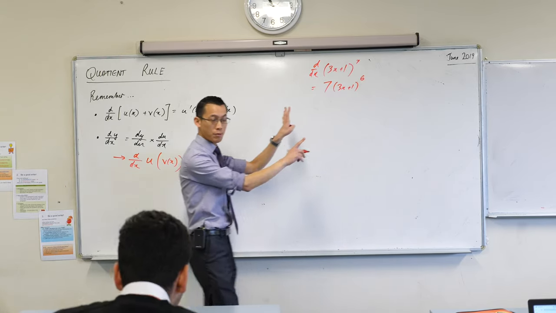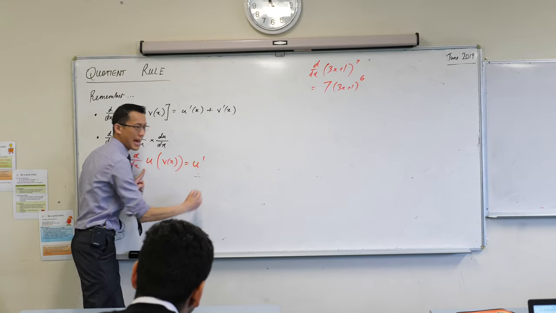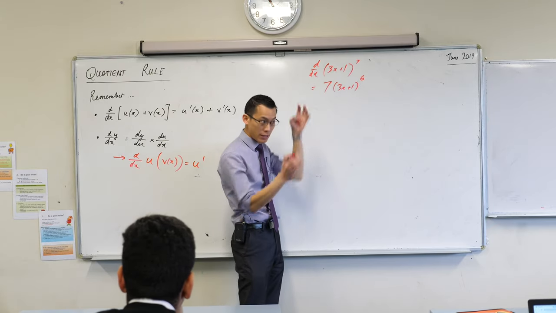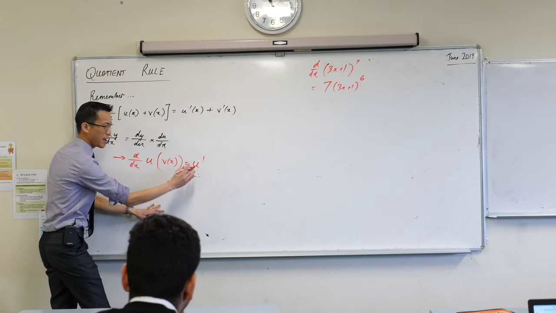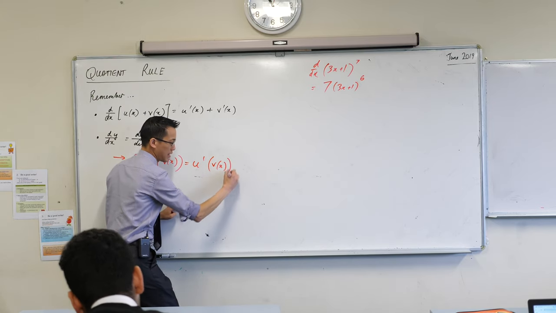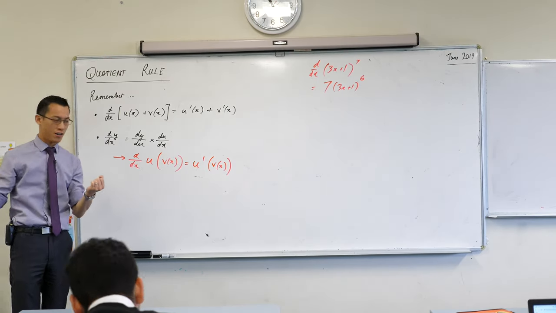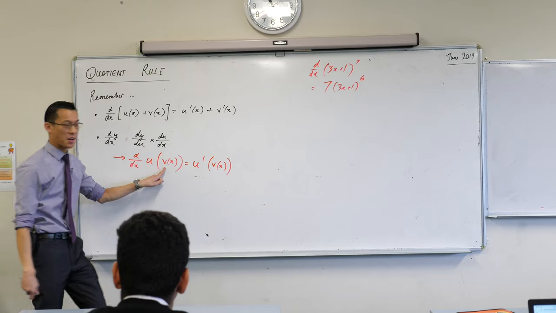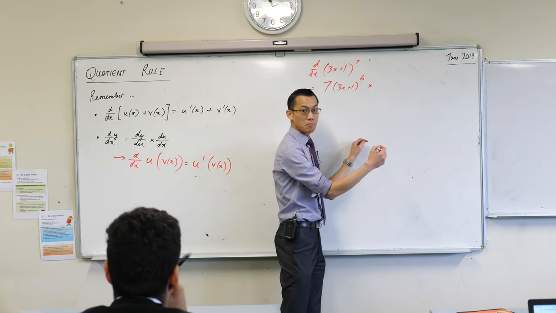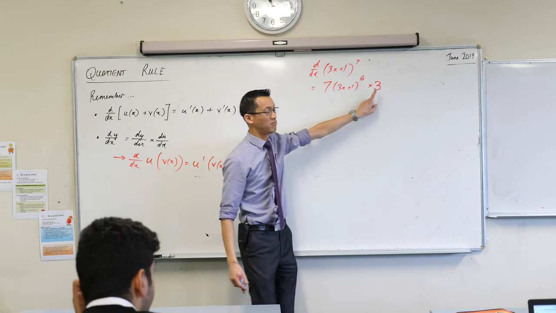So what you've done is u dash, but the inside is not x, it's whatever the original inside function was, it's still there. So here I'm going to write that inside function, v of x, in there. But I'm not finished, am I? I open up the babushka doll and oh wait, there's another function inside. So what would you do? What's the next step? Times 3. Yes, very good. That's the inside derivative, of 3x plus 1. That gives you the derivative.